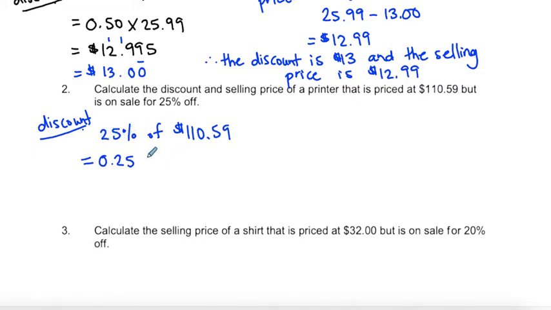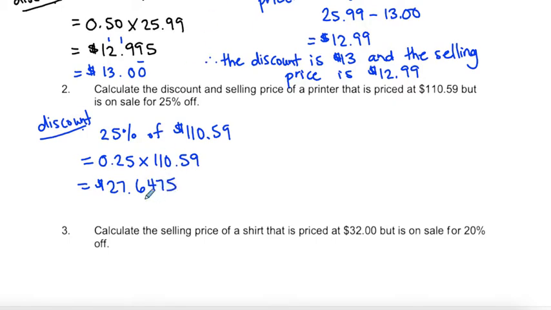Remember to convert your percentage to a decimal number by dividing by 100 or moving that decimal place 2 spots to the left. And we're multiplying that by our original price of $110.59. So that gives me an answer of $27.65 when I round up.